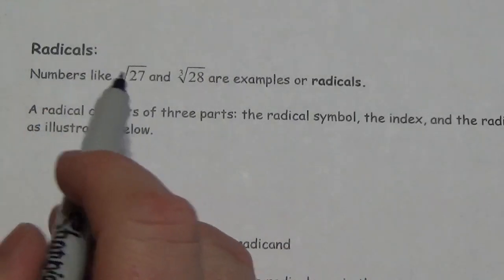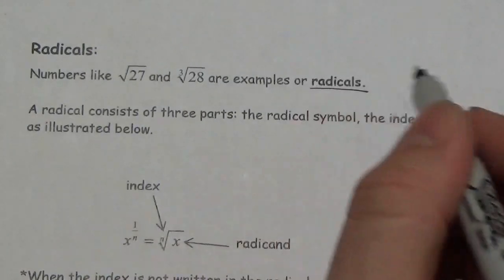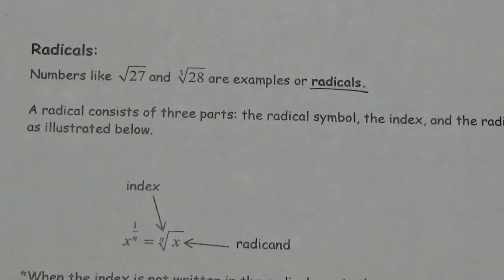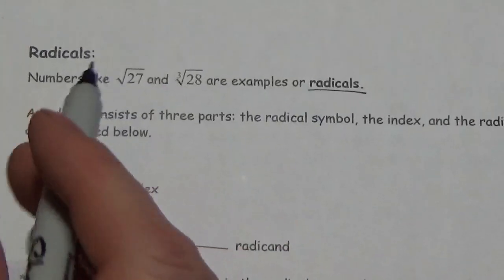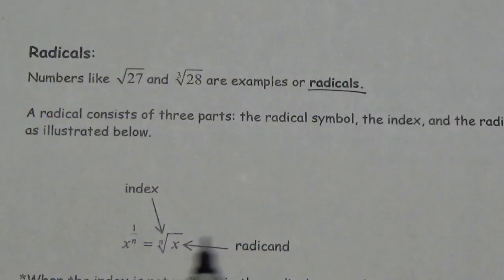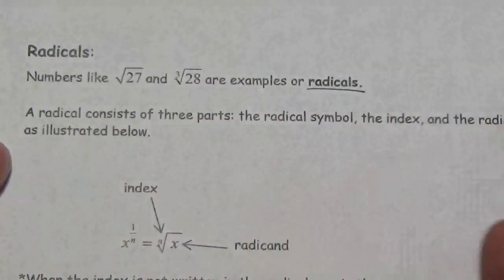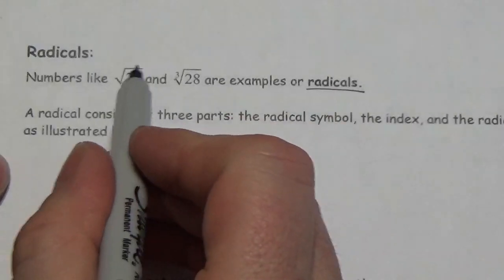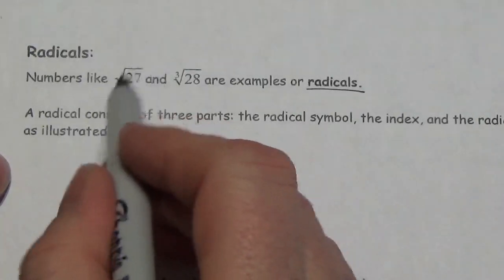Talk about radicals. Numbers like the square root of 27 and the cube root of 28 are actually examples of what we call radicals. We use the words square root and cube root. Well, the word root is usually associated with the solution to an equation, and typically the way we solve equations here is often to find these roots. But this number, when it's written like this with the root symbol, is actually called a radical. And that's a better word for it.